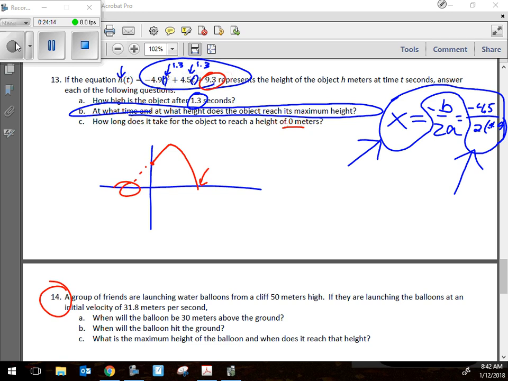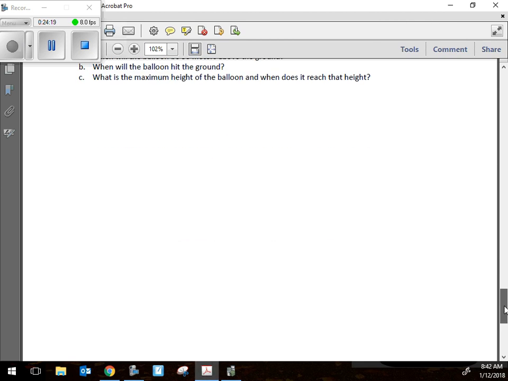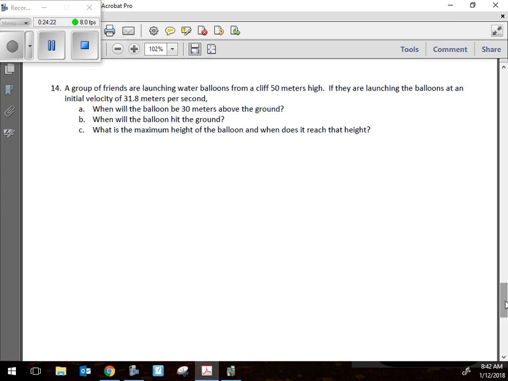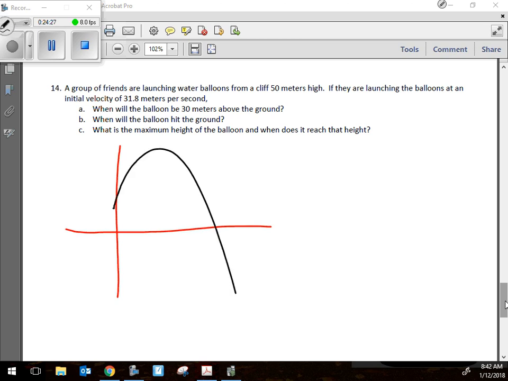All right, and this one does include something slightly different, so I want to look at number 14 with you. It involves this thing, when will it be 30 meters off the ground? If I make a picture, remember, a picture's worth 1,000 words, it would be smart for me to say, 30 meters off the ground, that's like a line at y equals 30. Or another way to say it is if I had the equation, which we will, you can write an equation for this, because it's always negative 4.9 t squared or x squared. Here's where the velocity goes, and here's where the starting height goes.